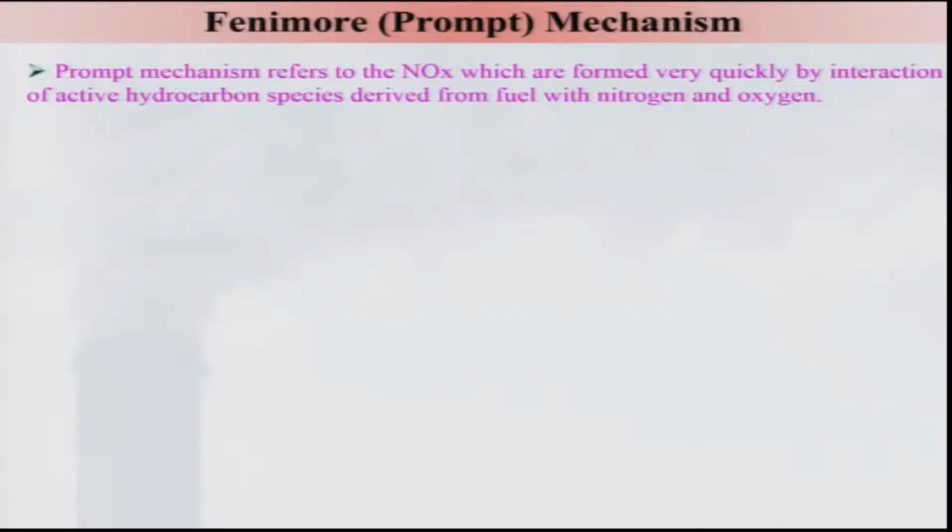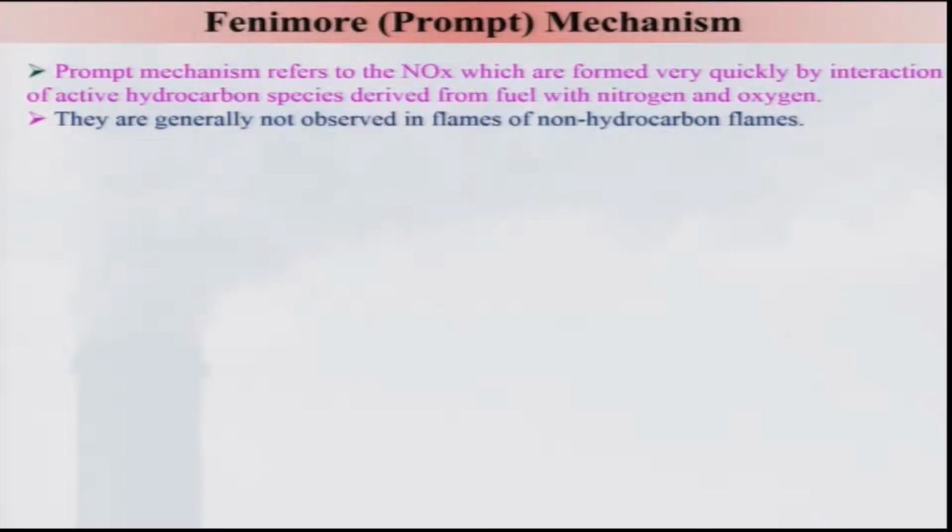which is formed very quickly by interaction of active hydrocarbon species, particularly derived from the fuel, with nitrogen and oxygen. So, they are not generally observed in non-hydrocarbon flames, but if hydrocarbons are there, then naturally the Fenimore or the prompt mechanism will be there. They cannot be formed by just heating the nitrogen with oxygen, which we had seen earlier, and which is basically different from the Fenimore mechanism; that is the thermal mechanism.